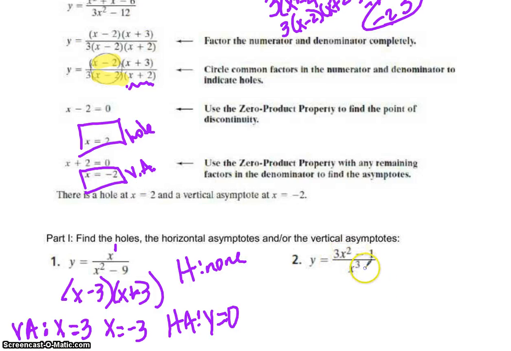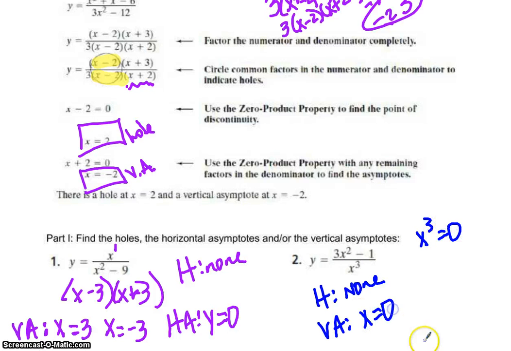So we need to cancel if we can. Is there anything that will cancel? No. So holes, is there anything in the top and the bottom? No. So you would say none. Vertical asymptote: you have to take x to the third, set it equal to 0, and solve. In other words, x is equal to 0.